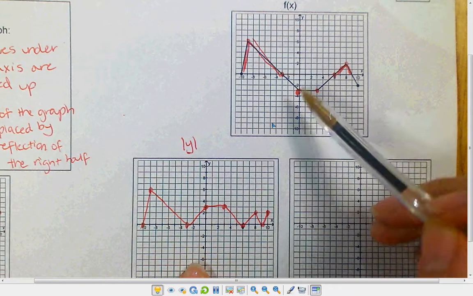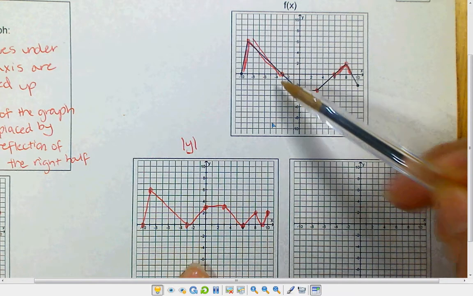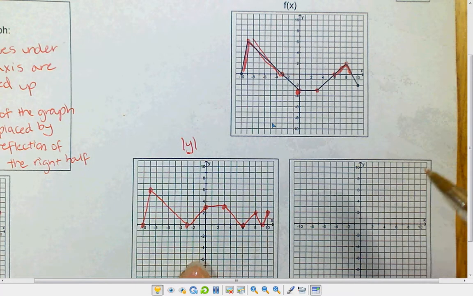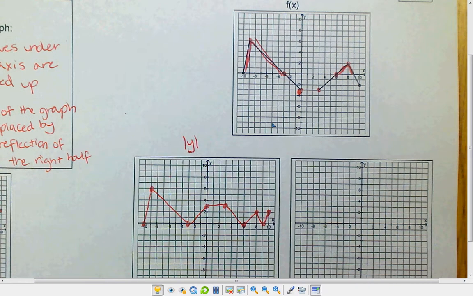So notice how all of my y values that were negative have now been reflected above so that they're positive. So everything is now above the x-axis.